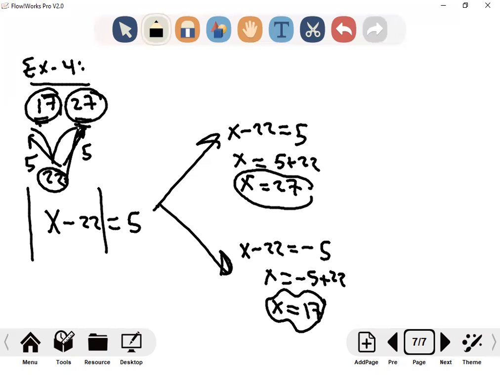How far is it from 27? It's 5. So apply the formula like this one. Okay? Right. Let's do the check.